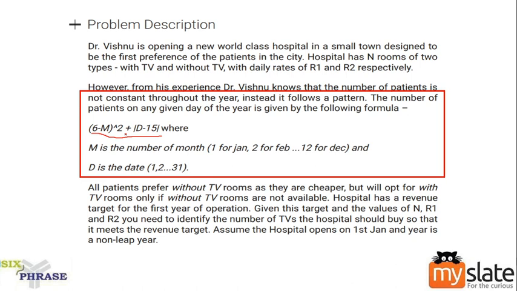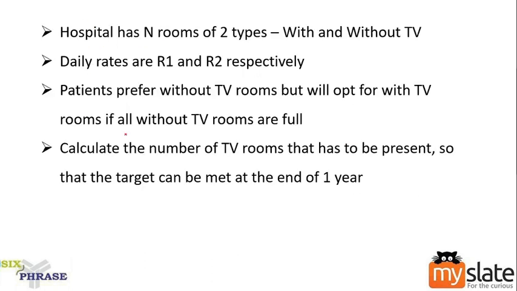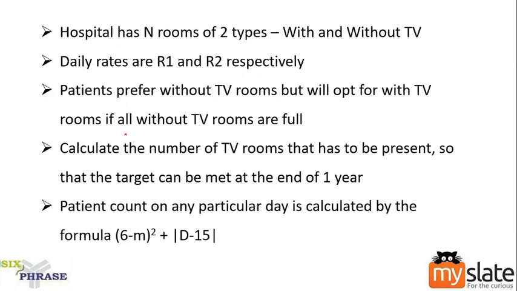What does this formula tell you? The number of patients during that particular date. We'll note it down. The number of patients on any particular day is calculated with the formula (6 minus m) square plus the absolute value of d minus 50. I think you'll be familiar with absolute value. Absolute value means even if you get a negative value, you will take only the magnitude.